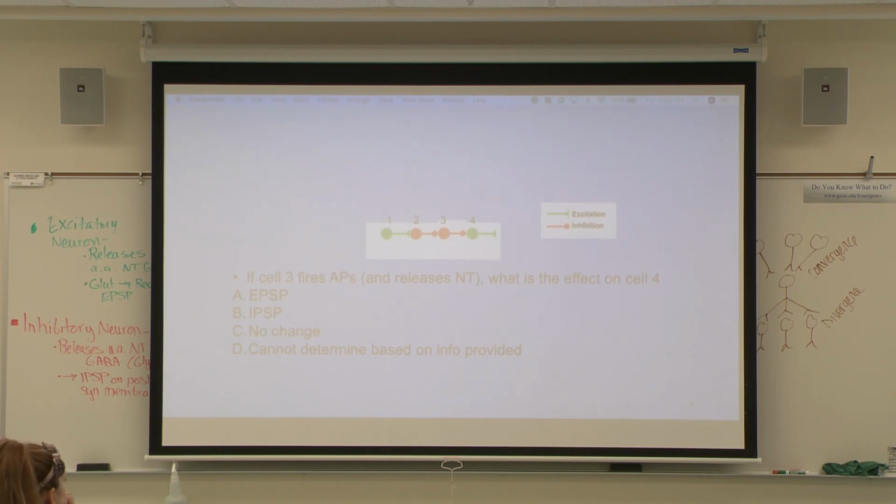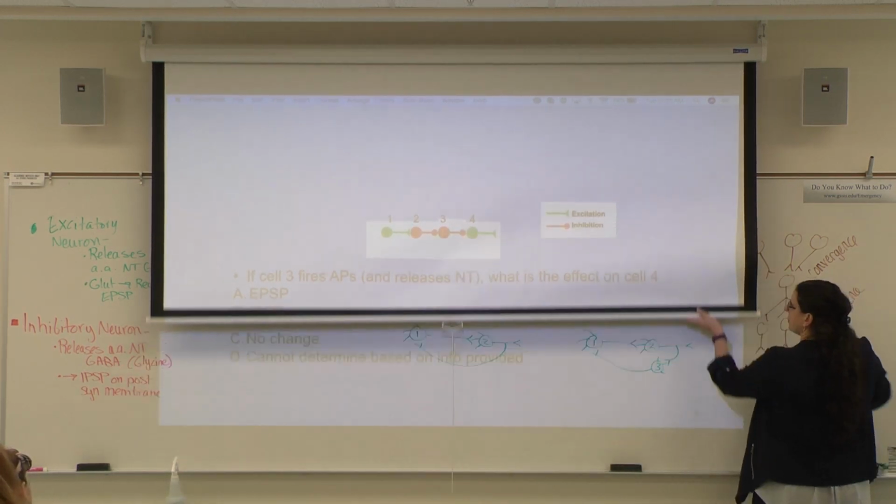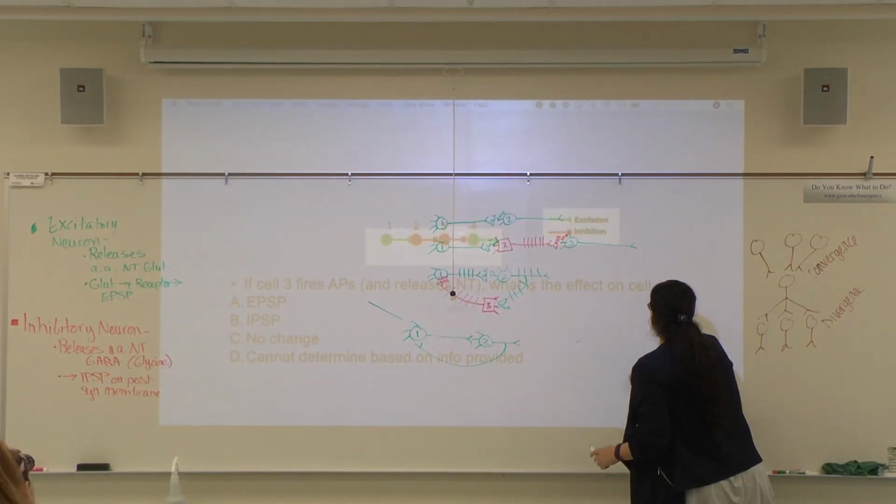Now let's ignore cell 1 and cell 2 and focus on the synapse between cell 3 and cell 4. If cell 3 fires action potentials and releases neurotransmitter, what effect does cell 3 have on cell 4? Okay, yeah, so cell 3, if it fires action potentials, will release the neurotransmitter GABA or glycine, and that will cause an IPSP on cell 4. Let's draw what that IPSP looks like.